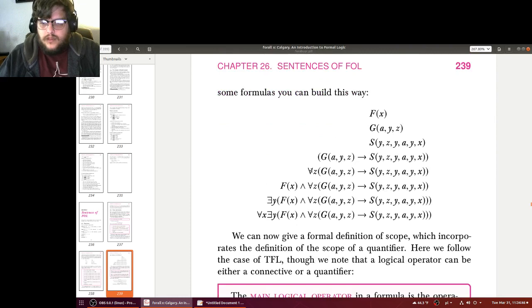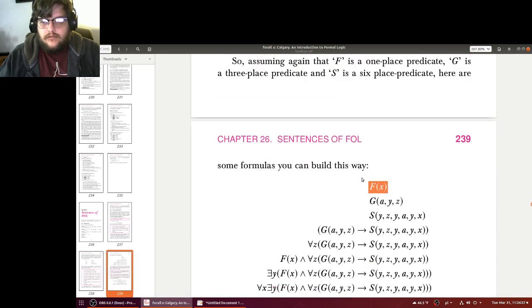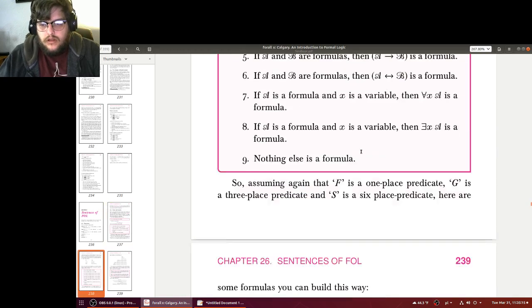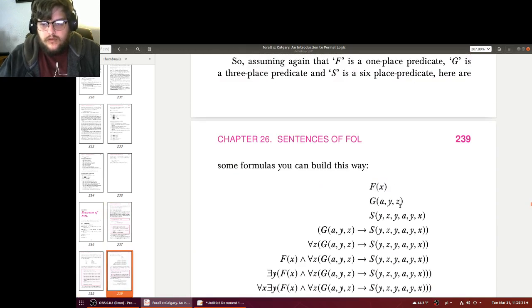So here's an example of building a formula. So capital F is a predicate, X is a variable, and that is an atomic formula because this is a predicate, and it's a one-place predicate because there's one place to put a term. By the definition of atomic formula, F is a one-place predicate and T1 is a term, so F of T1 is an atomic formula. So this is an atomic formula, and so is this, and so is this. This is a 3-term predicate, and this is a 6-term predicate.